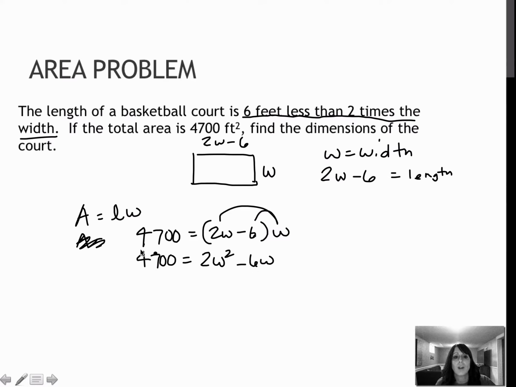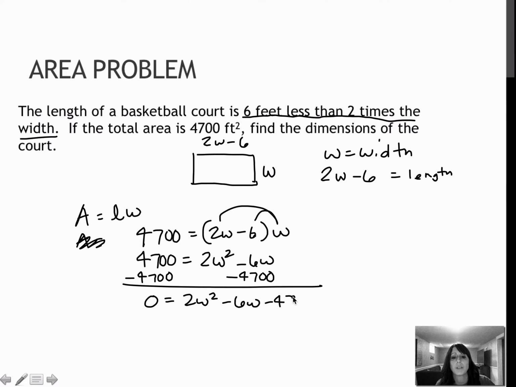And again, I can't solve because it's not equal to 0. So I'm going to subtract that 4,700 from each side. That's going to give me 2W squared minus 6W minus 4,700 equals 0. I notice that I've got a 2 as a factor of all of these. So I'm going to go ahead and deal with that so I don't have to tic-tac-toe this monstrosity, which would give me W squared minus 3W minus 2350.